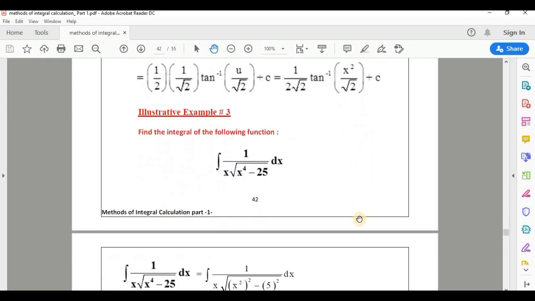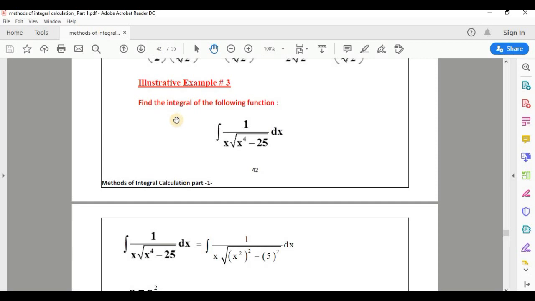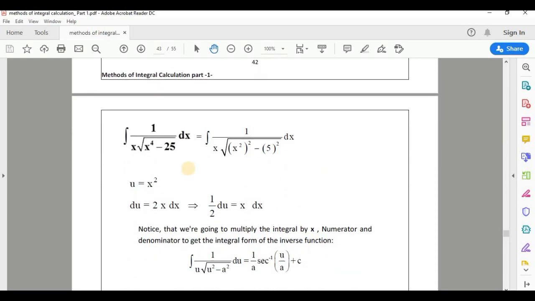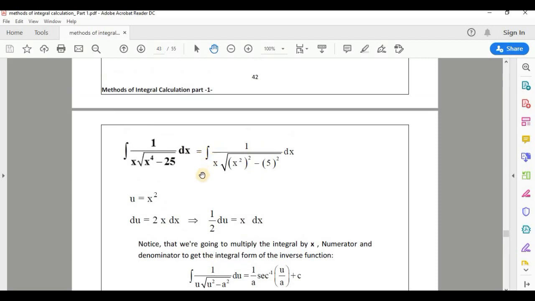Let's see another example. Find the integral of the following function. We have this integral. How will we solve it? As we learned, we will try to arrange the denominator to put it in the power 2. So it will be the integral of 1 divided by x, we will keep it as it is. For the root, we will keep it as it is. x to the power 4 will be x squared, all to the power 2, minus 25, which is 5 to the power 2, dx.